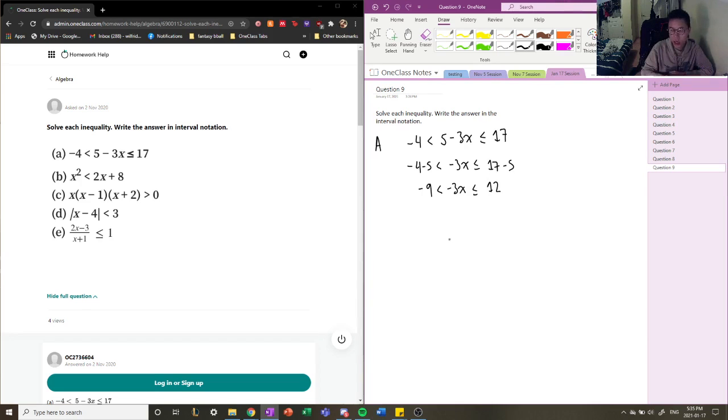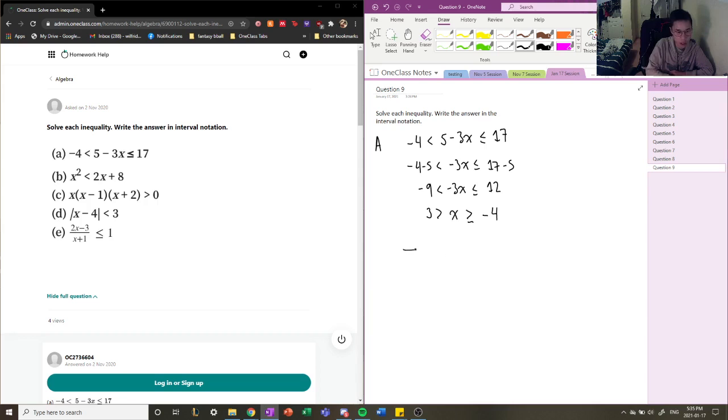Another rule that I want to cover before I continue is that whenever you divide or multiply by a negative number, you have to flip your inequality signs. In this case, we're dividing all sides by -3, so we have to flip this inequality sign from less than to greater than, and this one from less than or equal to greater than or equal to. If I divide by -3, we have 3 greater than x. And if we divide 12 by -3, we have x is greater than or equal to -4.